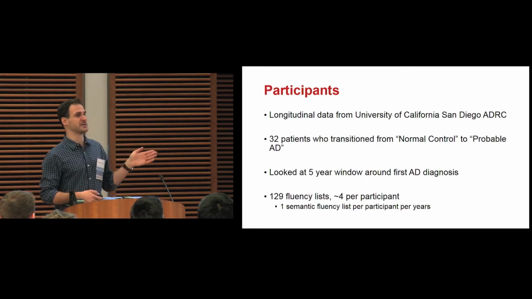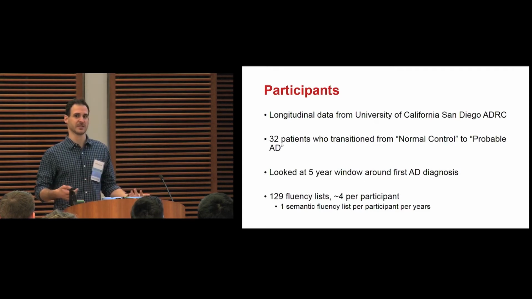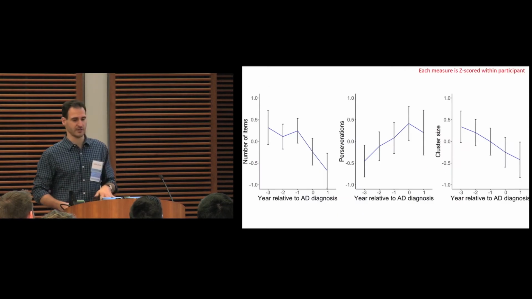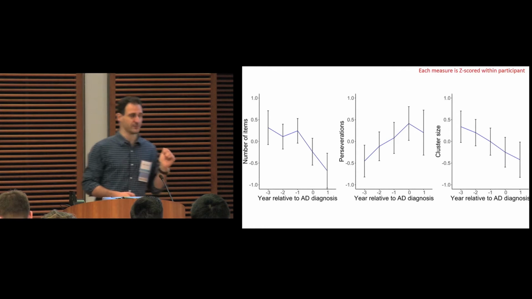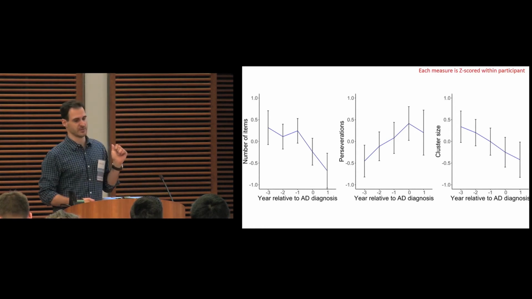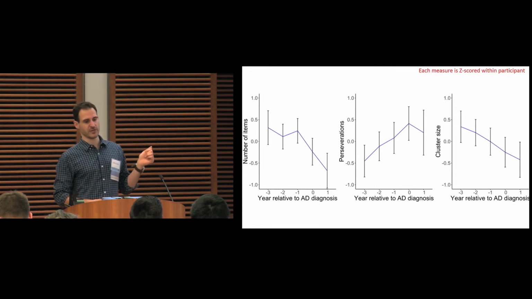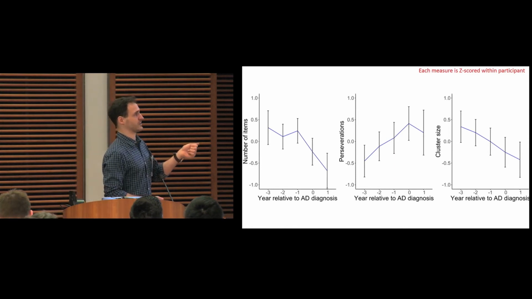So each patient came in once per year to do a battery of tasks. One of the tasks among that battery was the semantic fluency task, which lasted about a minute. Okay, so what I'm showing you is just the raw data from the semantic fluency task. I'm showing you 3 measures. On the left, you have the total number of items produced in the task. The middle is the number of perseverations, and the right is the average cluster size.